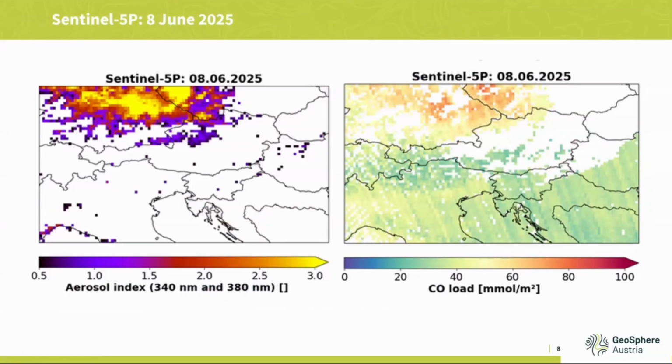I was talking to a colleague from the air quality department, and he sent me some other satellite measurements from Sentinel-5P. We have the aerosol index, again six days later, on 8th June. You see the aerosol index with high values over Germany, and that came down to Austria, to Central Europe. And the same for the CO load. It's the total column of the CO, and you have higher values over the Czech Republic and also over southern Germany, which will later on affect also Central Europe and Austria.